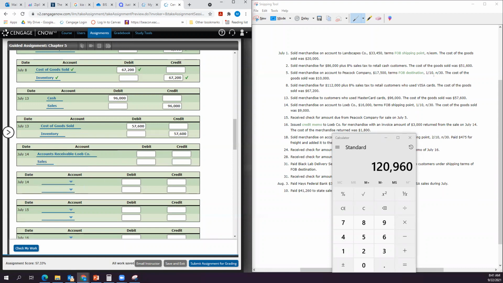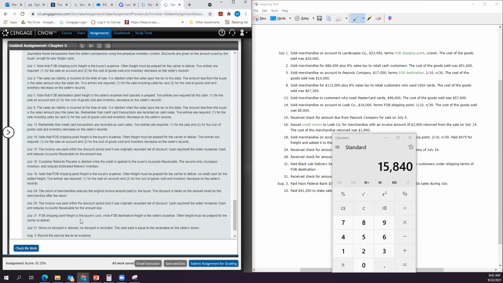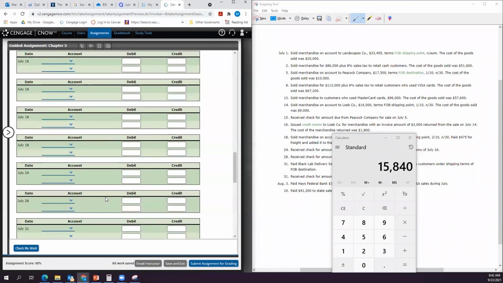and sales. Since we offered them a discount of 1%, then we're going to figure out if it was a $16,000 sale minus 1%, I would say 16,000 times 0.99, so 15,840. And then we're also going to record the cost of goods sold and inventory reduction of 9,000. Check our work. Sure I didn't make any mistakes.